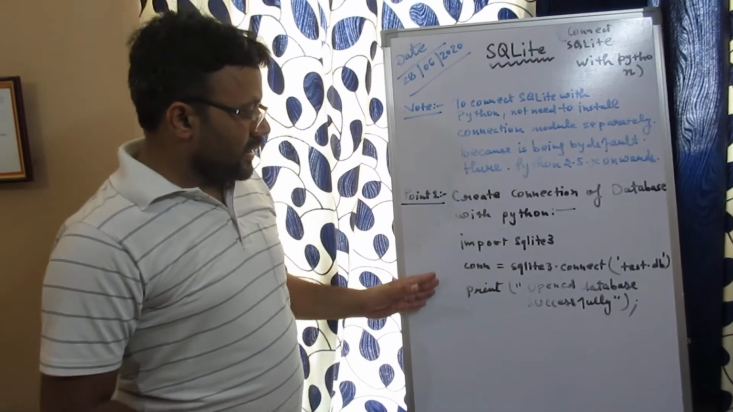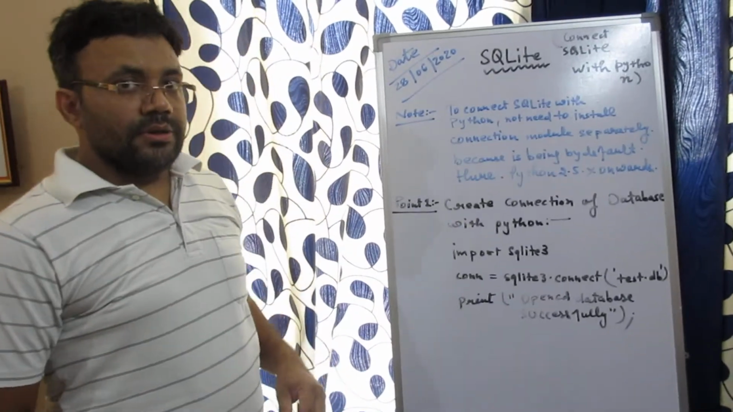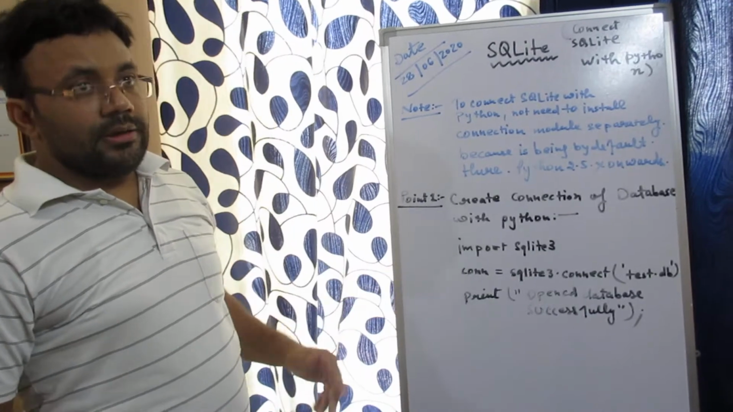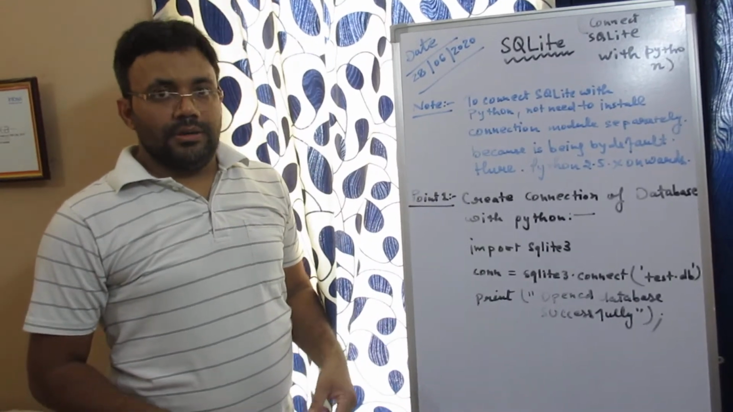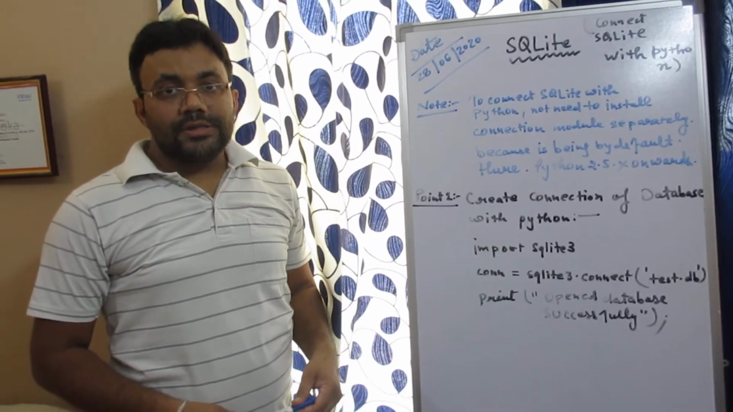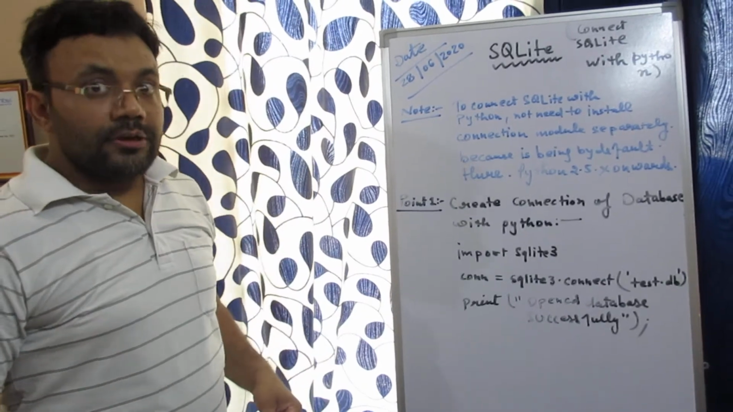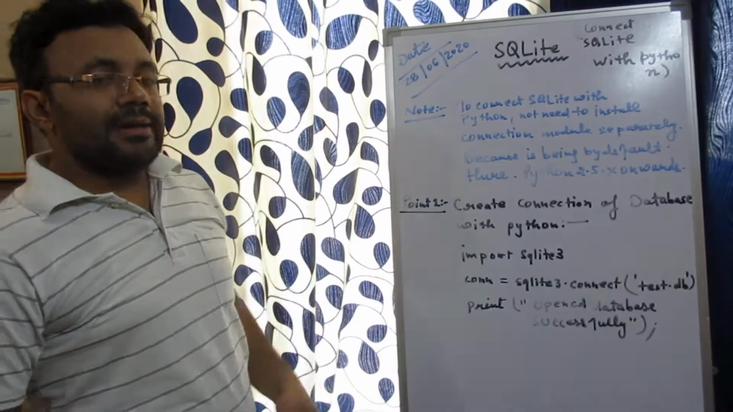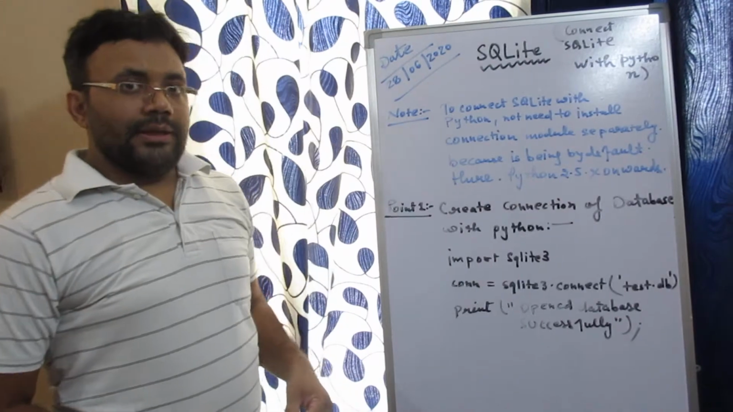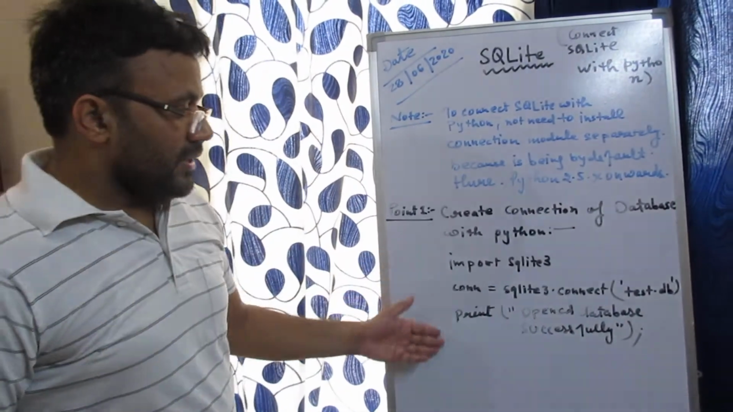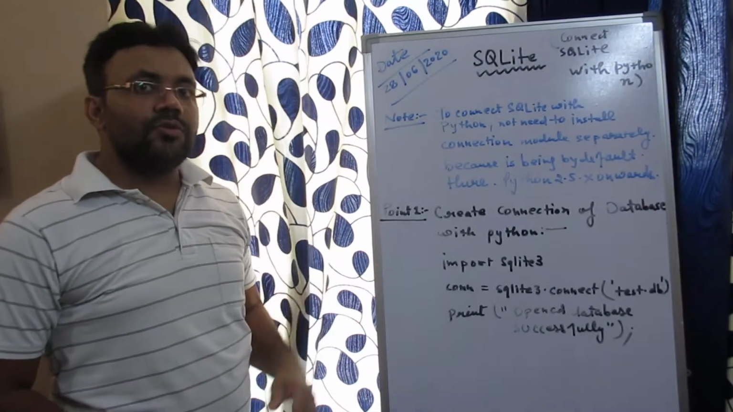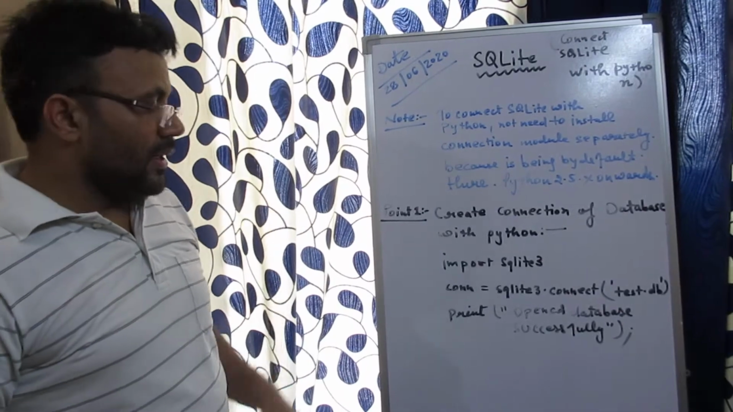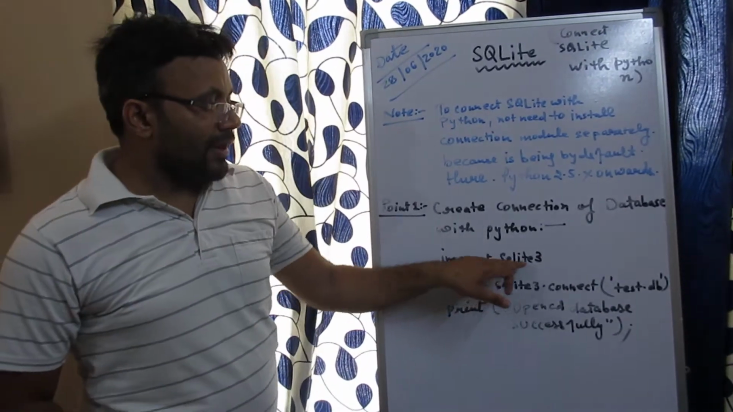Now there is a very simple command that we want to run. You can use any framework. Suppose I am using Anaconda, so I am working with a Jupyter notebook. You just create a file, connect.py, on Jupyter and type these commands once you have configured SQLite successfully. Here we have to use import sqlite3.